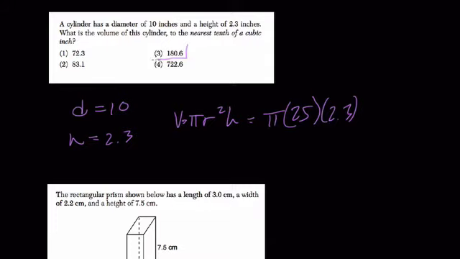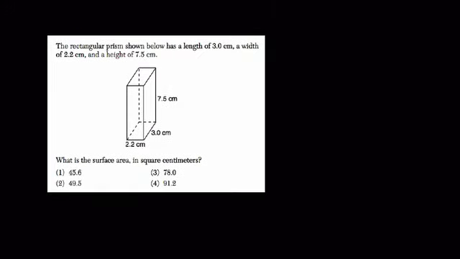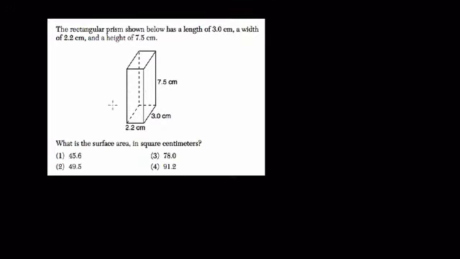Or here, choice 3, 180.6. In the next problem, we're told that we have this prism. What is the surface area? Okay, well, we break it down piece by piece. Right here, we have this face and this opposite face over here are equal. Those are both 3 by 7.5. So we have 3 times 7.5 would be one face, but since there are two of them, we double that.